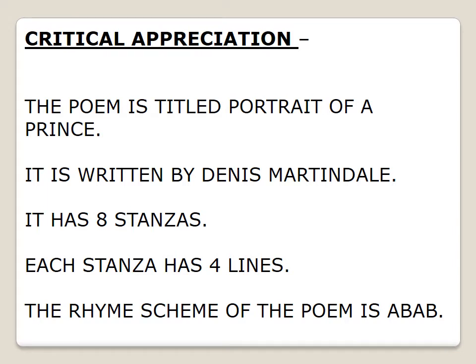So we know the poem is titled Portrait of a Prince. It is written by Dennis Martindale, right? And it has how many stanzas? 8 stanzas. And each stanza has 4 lines. While reading the poem, we saw that the rhyme scheme of the poem is A, B, A, B, which means the first and the third line rhyme with each other, and the second and the fourth line rhyme with one another.